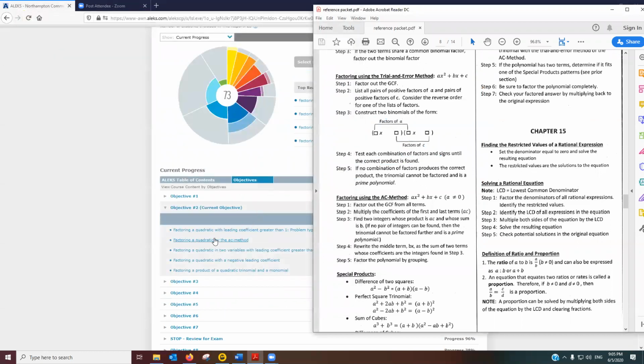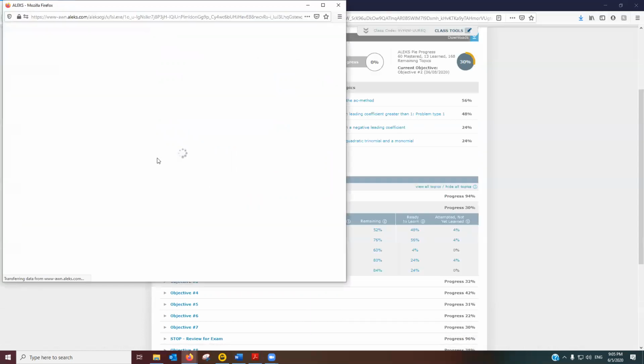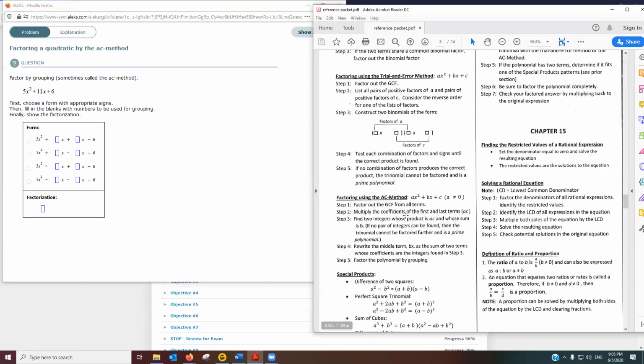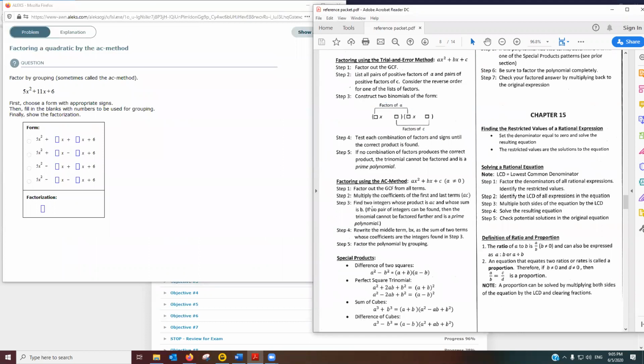So let's take a look at an example there. And in fact, Alex actually asks you to do the factoring using the AC method. Notice it says factor by grouping, which is called the AC method. So how does this work? Well, let me come down here to the instructions. All right, step 1, factor out the greatest common factor.